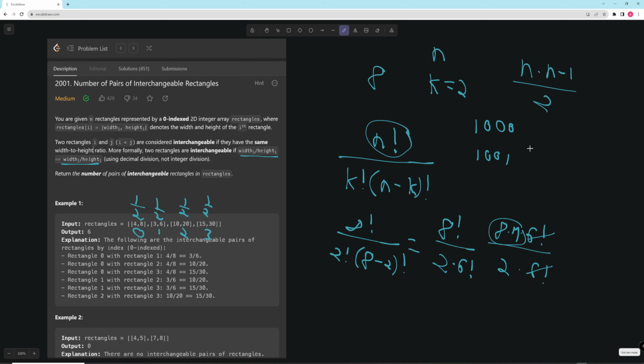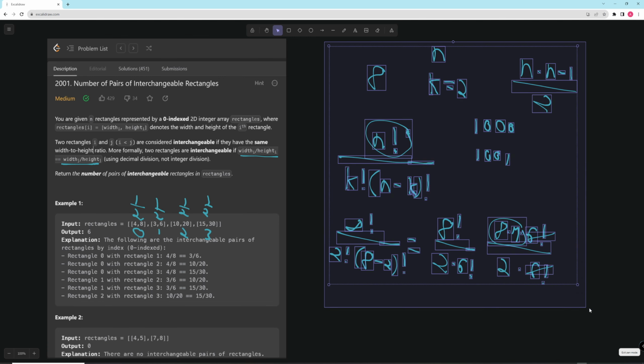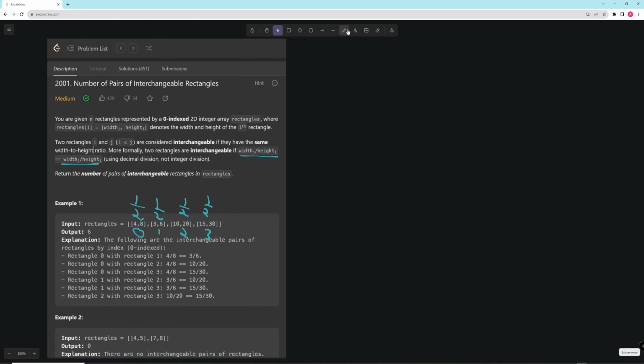Like we can get that in linear time, right? Even if our number's really big. So let's try this for another number just to double check our work. Let's say n was like 1,000. So if n's 1,000, we're going to have 1,000 factorial over k factorial, which is just 2 factorial, which is 2, and then n minus k factorial, which is going to be 1,000 minus 2 factorial.